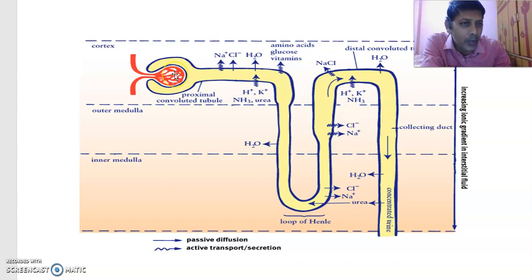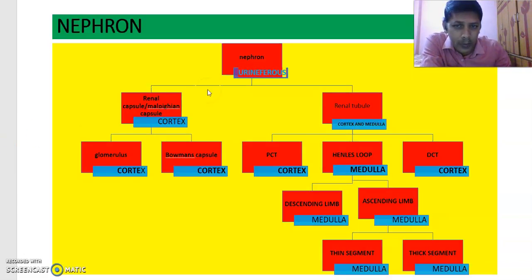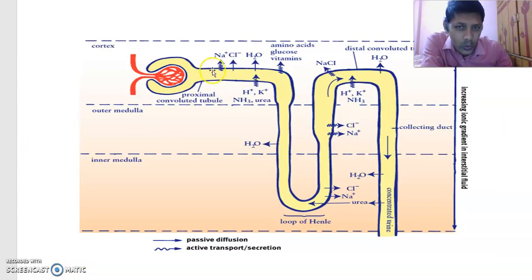What is this red colored one? Glomerulus. And what is this cup-like structure? Bowman's capsule. Both together are called Malpighian capsule or Malpighian body. The other part of the nephron, from here to here, includes the PCT, this is the descending limb of the loop of Henle, this is the ascending limb of the loop of Henle, and this is the DCT. This part is the renal tubule.